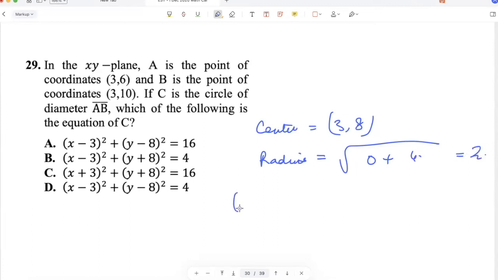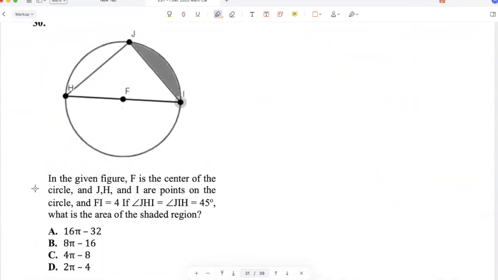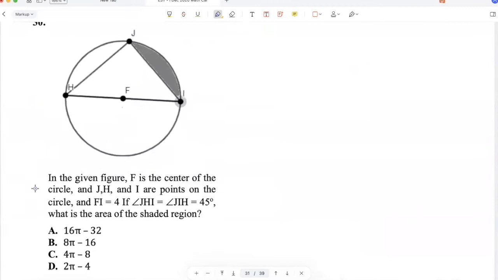So my equation of the circle is x minus h whole squared plus y minus k whole squared is r squared, where h comma k is the center and r is the radius. So x minus 3 whole squared plus y minus 8 whole squared is 4. Option D. Okay, in the given figure, F is the center of the circle and J, H, and I are points on the circle. FI is 4, so the radius is 4.